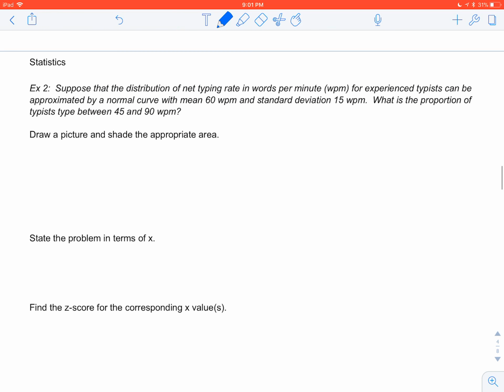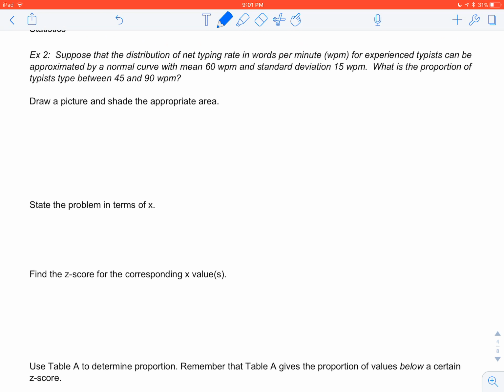The next problem. Suppose that the distribution of net typing rate in words per minute, WPM, for experienced typists can be approximated by a normal curve with a mean of 60 words per minute and a standard deviation of 15 words per minute. What is the proportion of typists between 45 and 90 words per minute? This is a different question right now. It's no longer asking just to the left of a number. We want in between 45 and 90 words per minute.